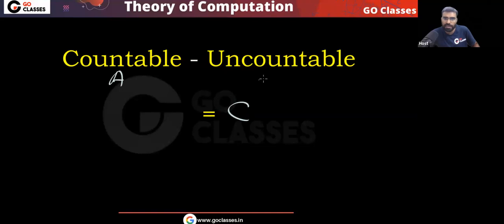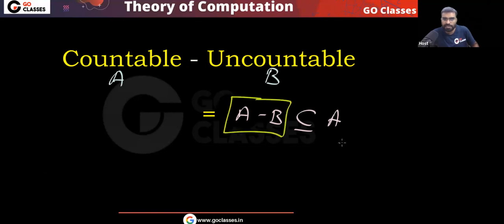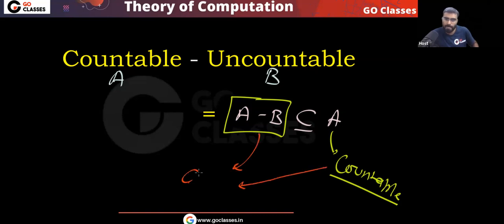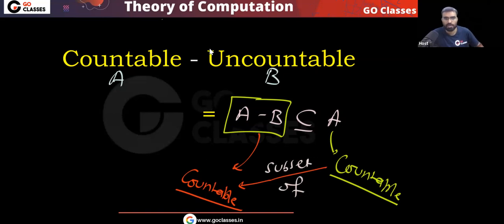See, if you have countable A and countable B, then the result will be A minus B. And that is a subset of A or not? Yes or no? The result A minus B is a subset of A. And a subset of countable is what? A subset of countable is countable. Agree? Subset of countable is countable.